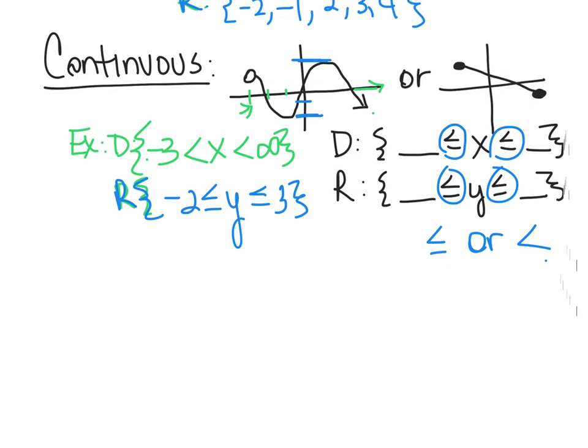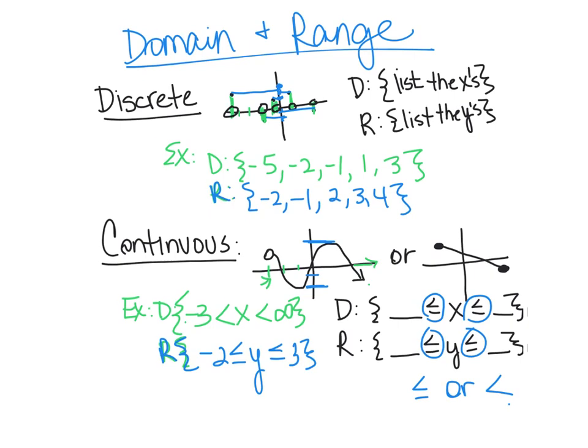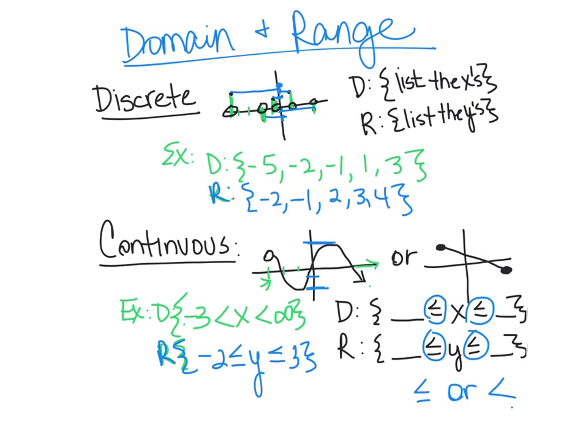All right, so with our domain and range, we have discrete, and we list each one. And the continuous, you can't list each one because you can't list all of the fractions. You put the inequality interval. All right, when do you use less than or equal to, and when do you just use less than?